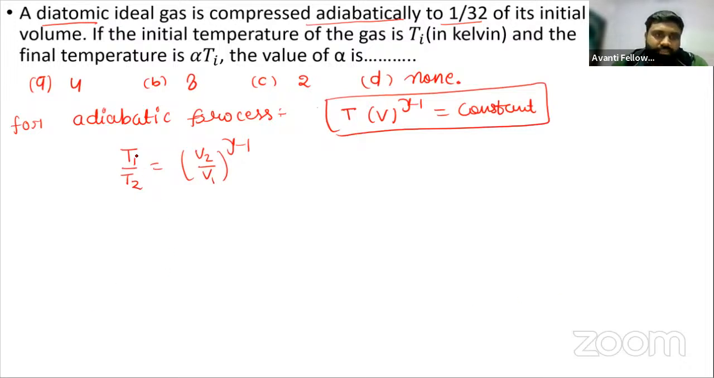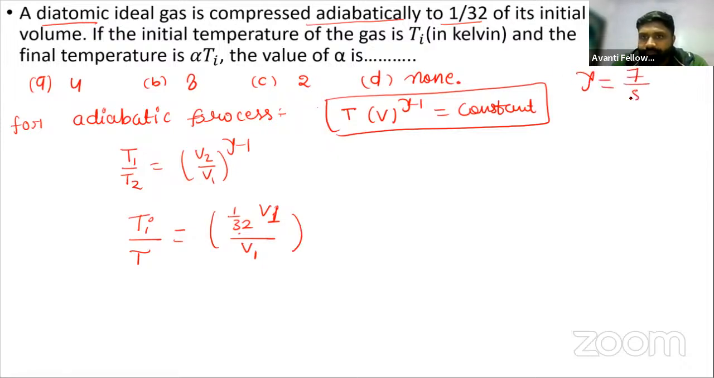Now the initial temperature is given to you, Ti, and the final temperature you are aiming for, let's say we have assumed it T, is equal to Ti times V2 divided by V1 raised to gamma minus 1. Finally, it is compressed to 1 by 32 of its initial volume, so V2 will become 1 by 32 of its initial volume, which is V1. Now gamma for a diatomic process is 7 by 5.